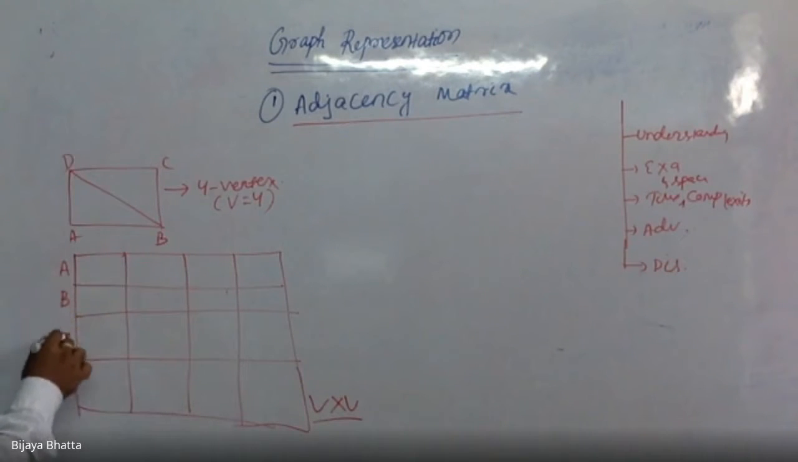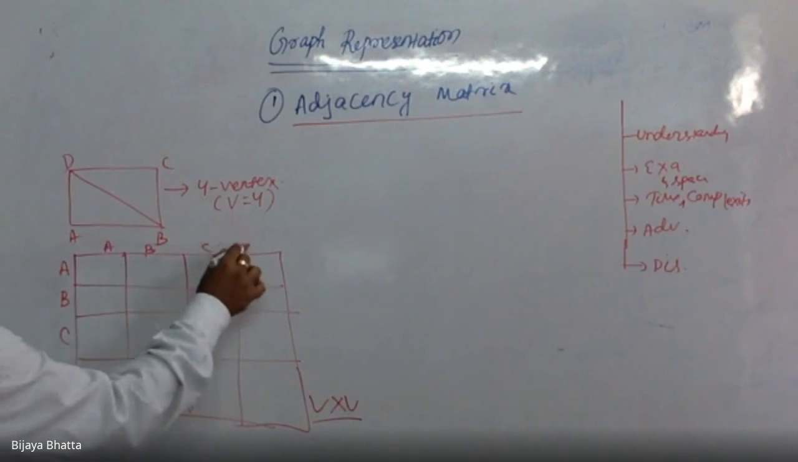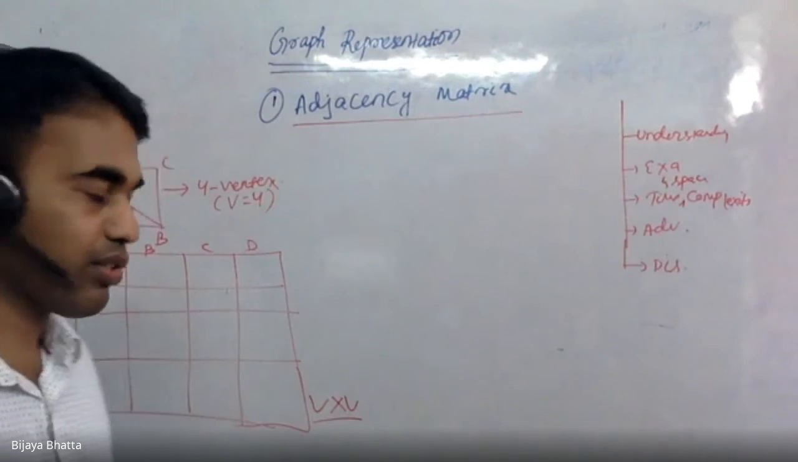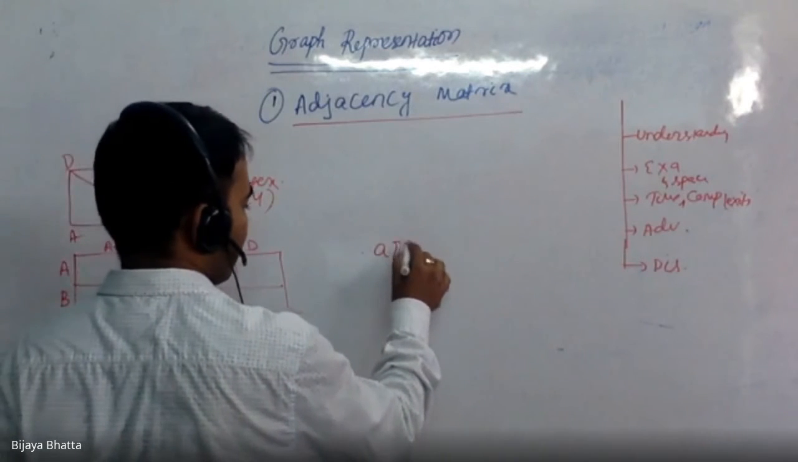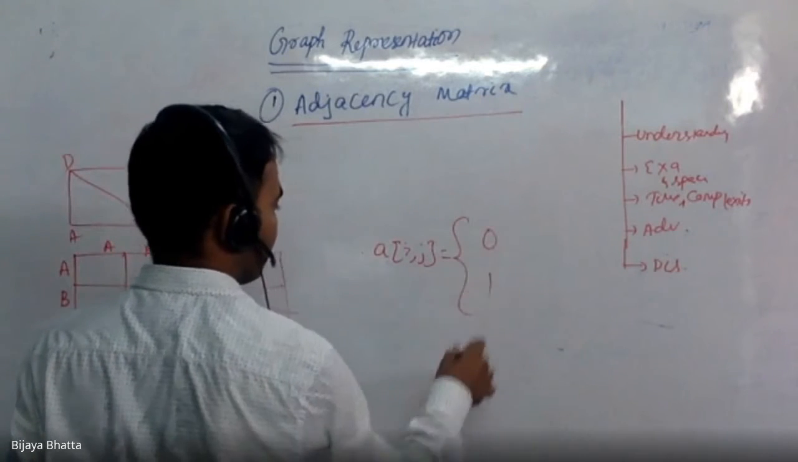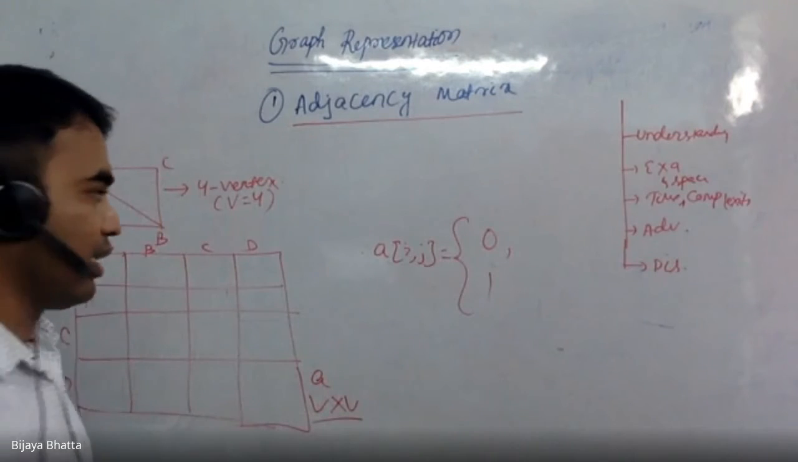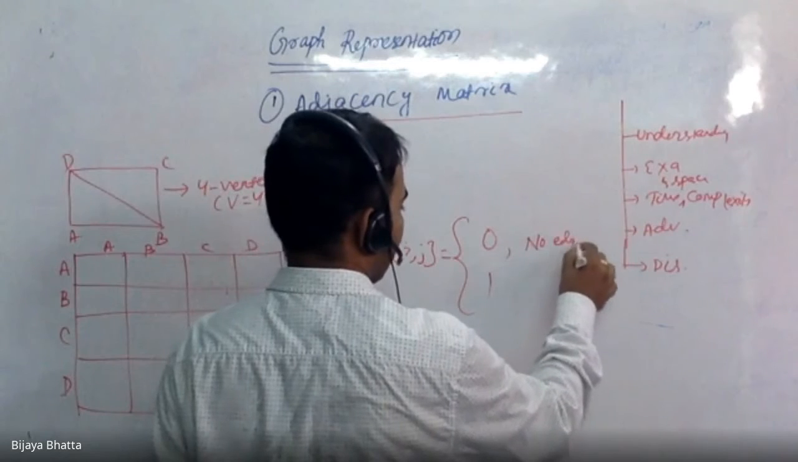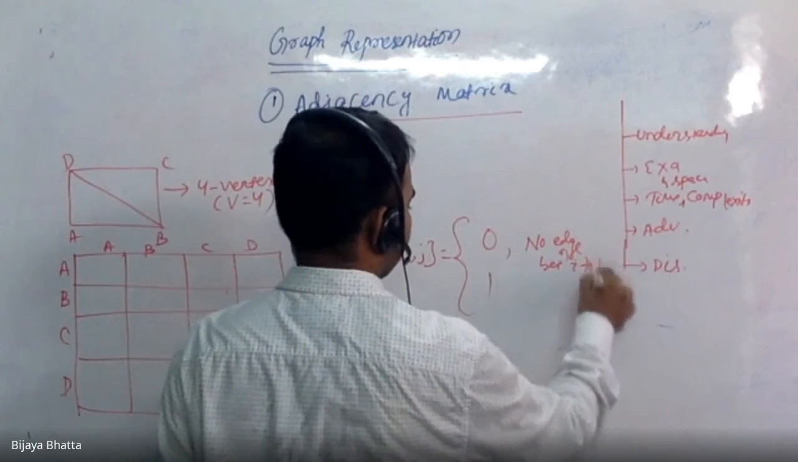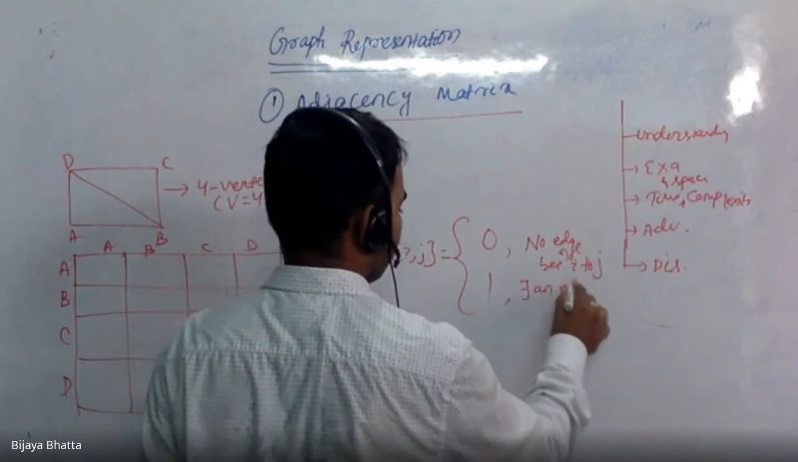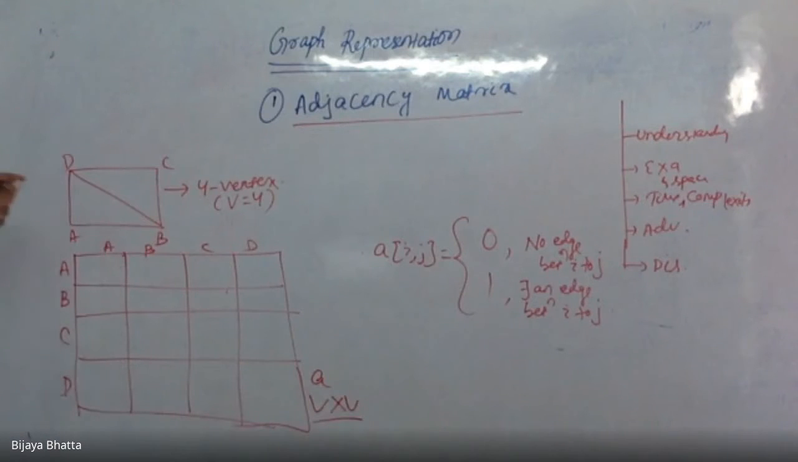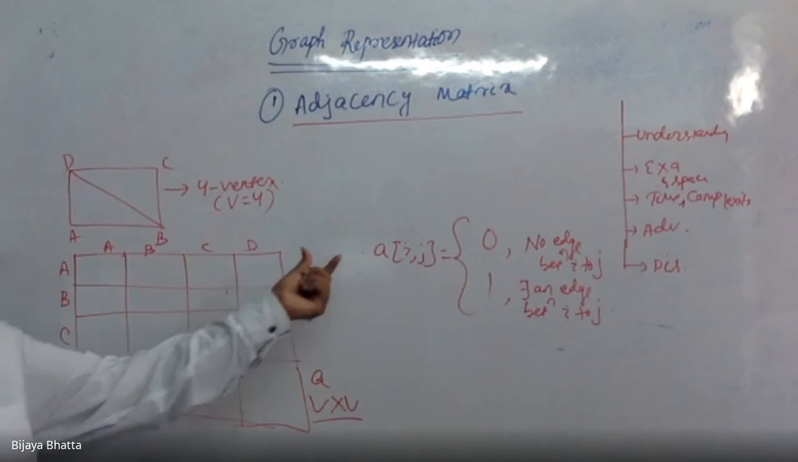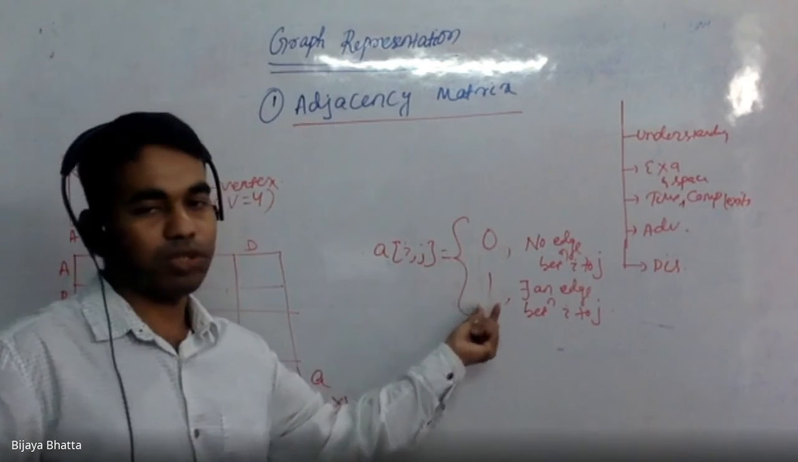You can take A, B, C, D on this side, and A, B, C, D on this side. So what does this adjacency matrix contain? Suppose this matrix name is A. Then A of i, j is either 0 or 1. When will it be 0? 0 means no edge between i and j, and 1 means there exists an edge between i and j. This is very straightforward. If there exists an edge from D to B, you go to D and B and put a 1. If there does not exist any edge between i, j, then you put 0. As simple as that.